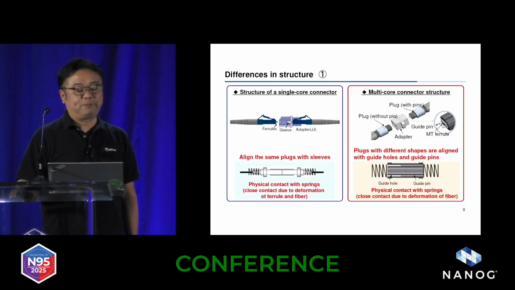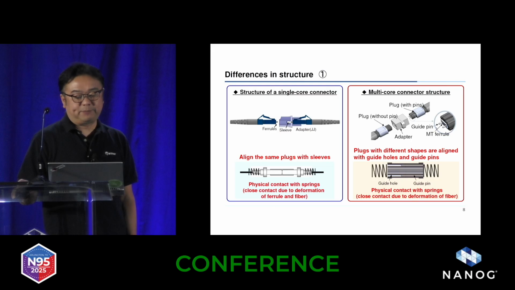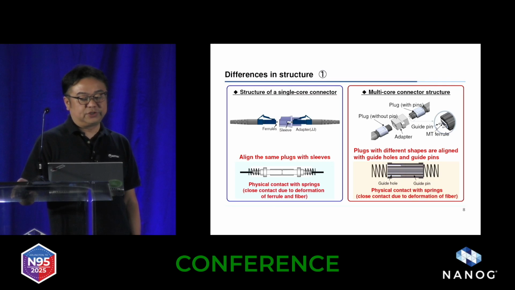The slide compares the structure of single fiber connectors and multi-fiber connectors. In single fiber connectors, the ferrules are aligned with a split sleeve. On the other hand, multi-fiber connectors align the ferrules using a guide pin and guide hole. The main difference from the single fiber connector is the presence of the guide pin and guide hole. Both connectors use the same kind of structure, using a spring to press the ferrules together.